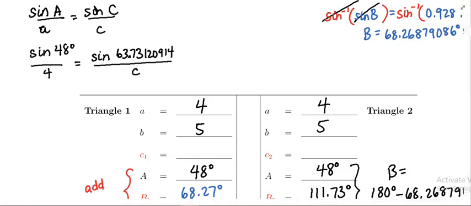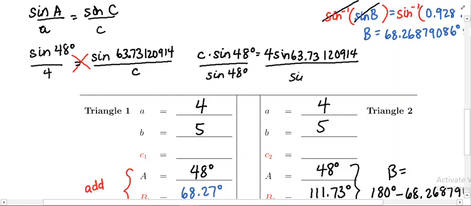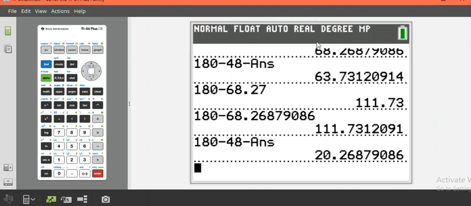All right, so here we go. We need to cross multiply. This is going to tell us that C times the sine of 48 degrees is equal to 4 times the sine of 63.73120914. If you want C, you need to divide both sides by the sine of 48 degrees. Then on the left, these cancel, and so this is what we need to punch into the calculator.